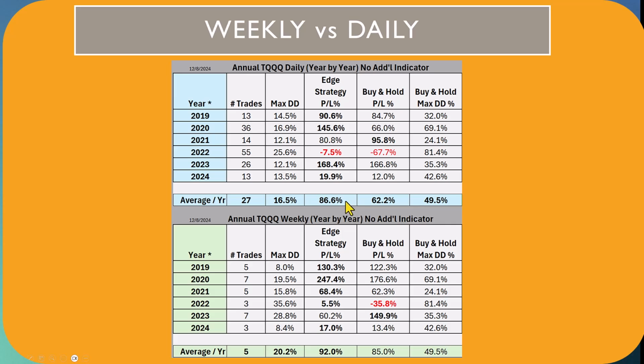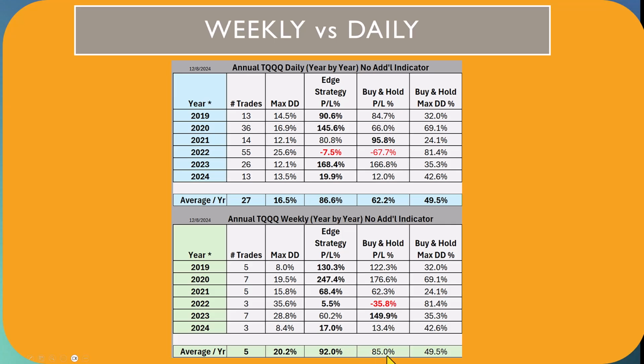Profit, generally speaking, I found is a little bit higher on the daily, but in this particular example, the weekly actually comes out looking better than the daily, with 92% versus 86% as far as the profit loss on an average basis for each year. Compared to buy and hold, it's a pretty good performance boost. 62.2% versus the strategy at 86.6. Down here, 85% versus 92%.